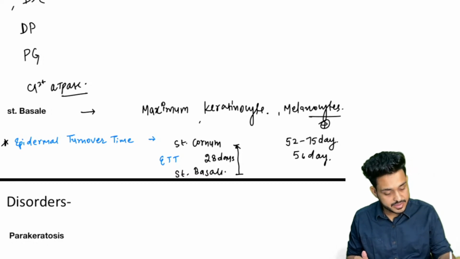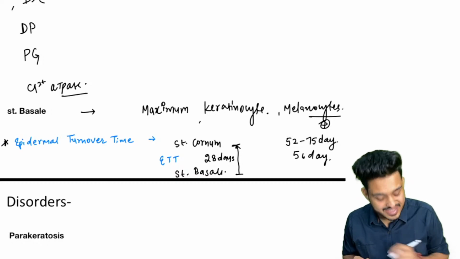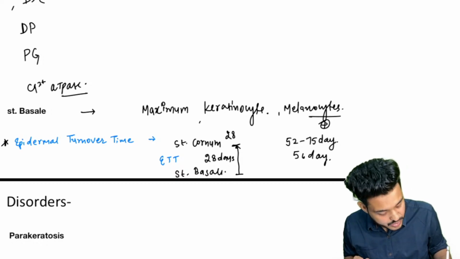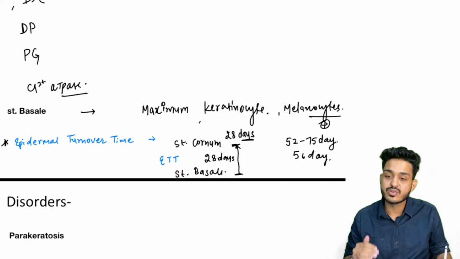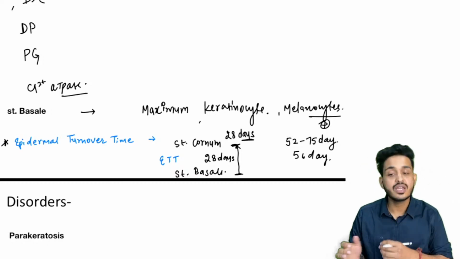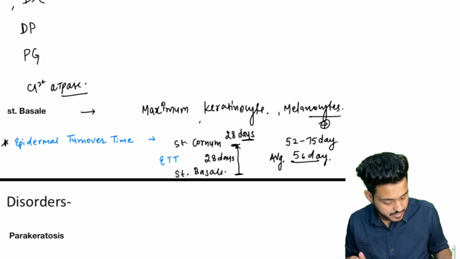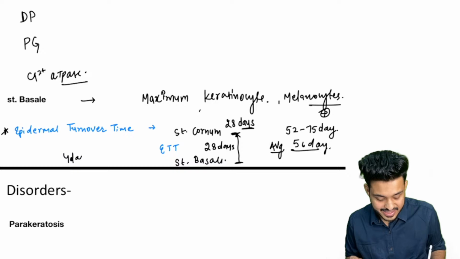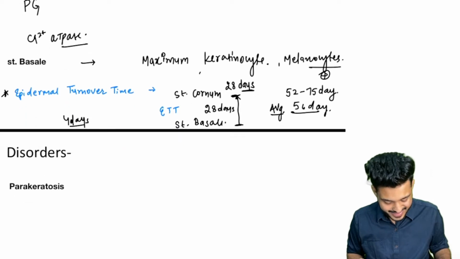Then what will happen, guys? Look here, this stratum corneum will be shed off into the environment in the next 28 days. So from basale to corneum it will take 28 days, and from corneum to the environment it will again take 28 days. So that would be approximately 56 days on average. But this will be decreased in cases of psoriasis. It will be approximately 4 days in psoriasis. We are going to study in detail what psoriasis is and what different things we need to remember.